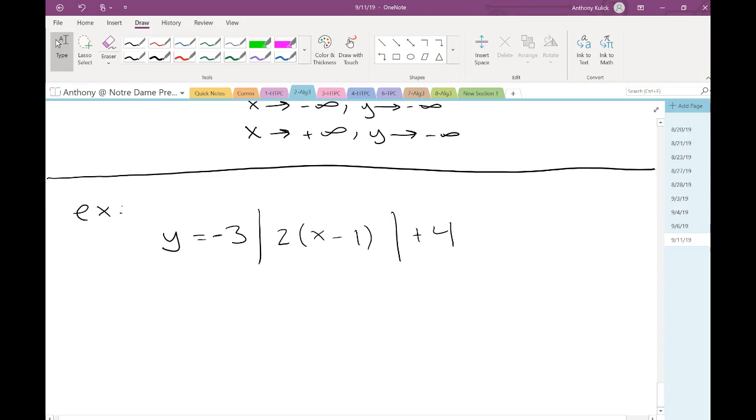So let's take a look at the graph of the function y equals -3 absolute value of 2 times x minus 1, plus 4.